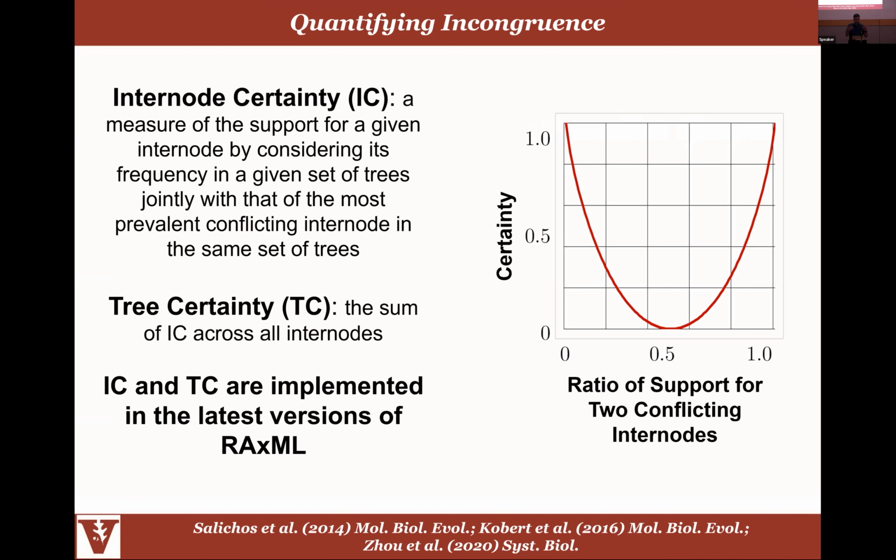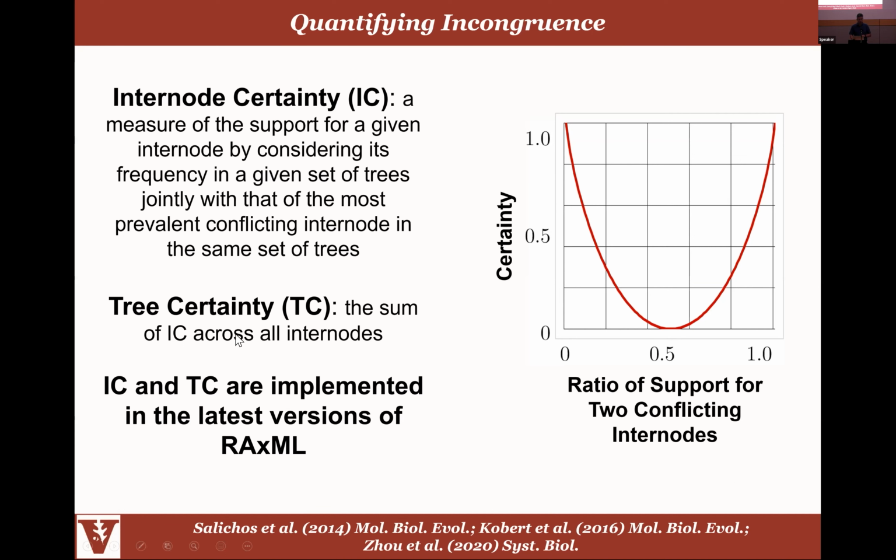Internode certainty is a measure of support for a given internode that takes into account its frequency in a particular set of trees, and also the frequency of the most prevalent conflicting internode in that same set of trees. So if you have two alternative hypotheses that are supported each by 50% of your gene trees, or each by 30% of your gene trees, then when you calculate the certainty, it's going to be zero, right? If the ratio of support for two conflicting internodes is half, then your certainty will be minimized. If the ratio of support is in favor of one or the other topology, then your certainty will be maximized. And that's the point, right? So you measure the conflict.